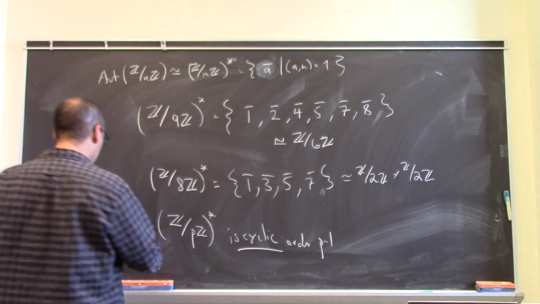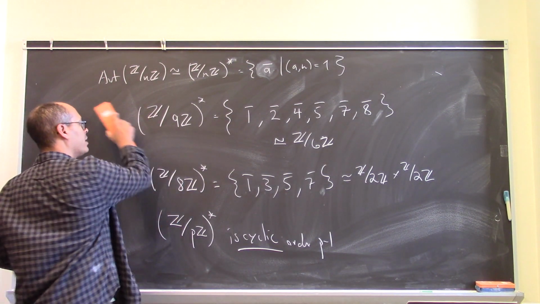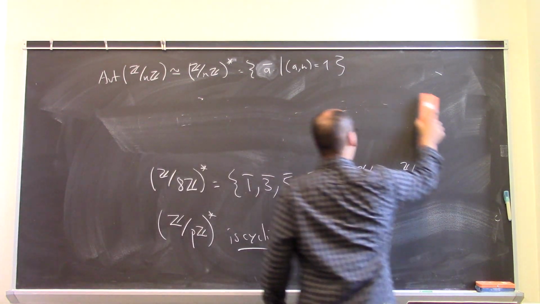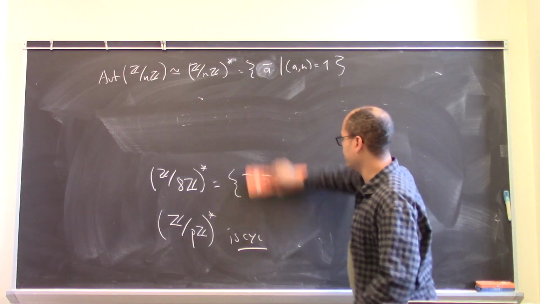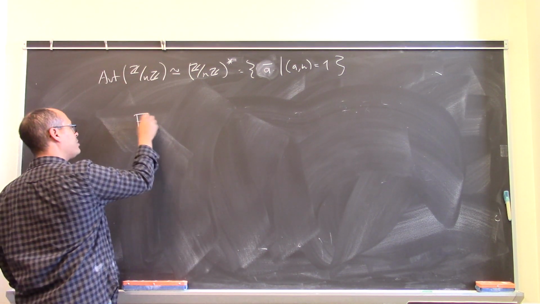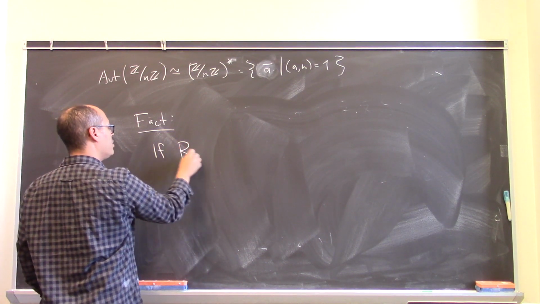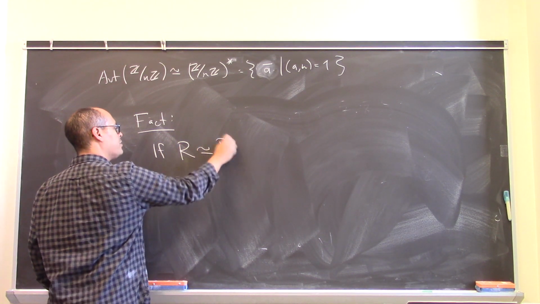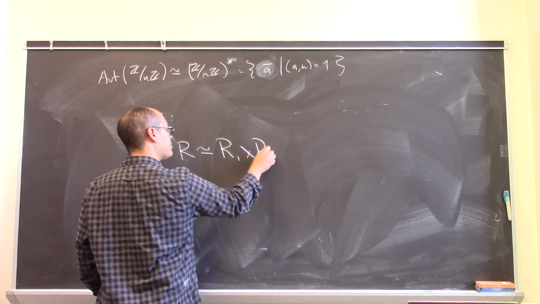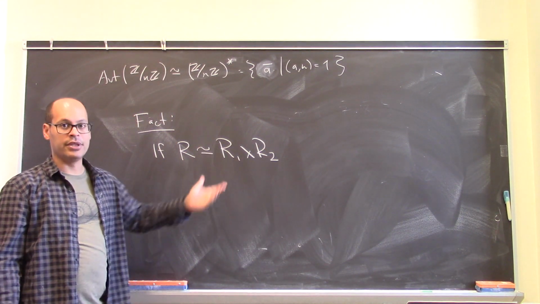I guess one nice thing that does help simplify a little bit is the following fact, which is basically the Chinese remainder theorem. So let's just say, well, first off, an abstract fact about rings. If you have a ring which is a product of 2 rings, then the units in the ring are the product of the units.